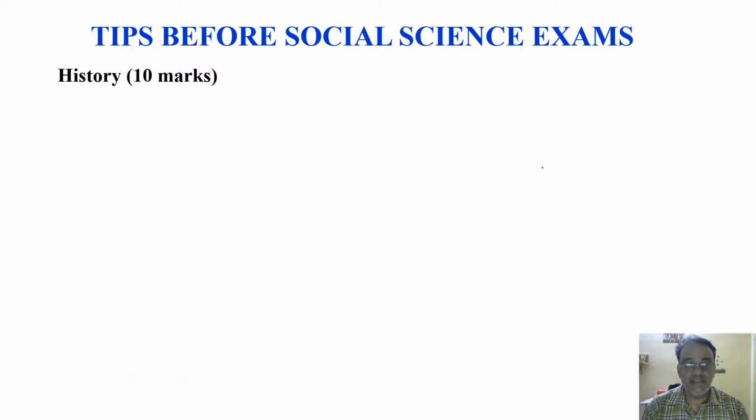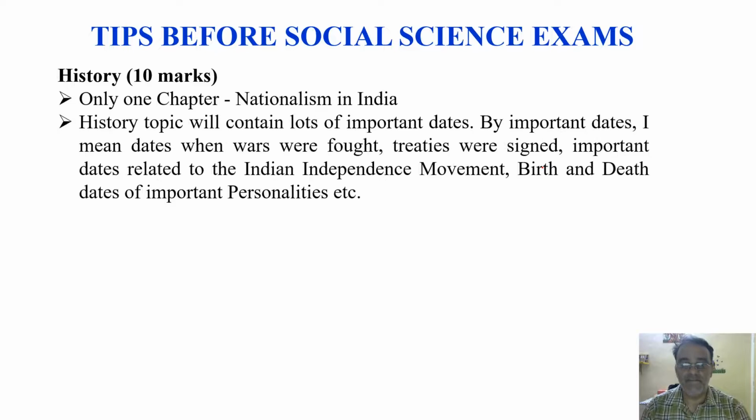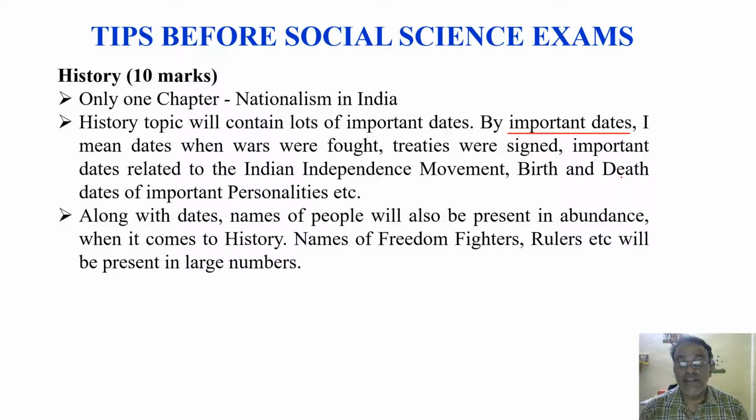Now the next is subject-wise. First history: all the four subjects are divided into equal marks, 10 marks each. In history there is only one chapter, Nationalism in India, and the history topic contains a lot of important dates. By important dates I mean dates when wars were fought, treaties were signed, important dates related to the Indian independence movement, and birth and death dates of some important personalities. Along with dates, names of people will also be present in abundance, so names of freedom fighters, rulers, etc. will be present in large numbers.